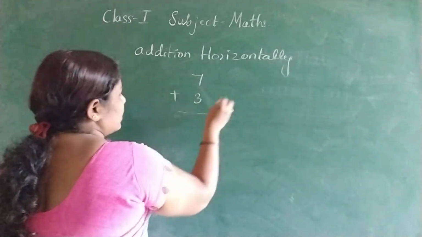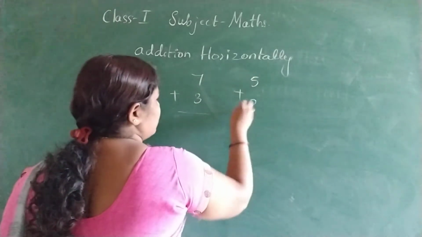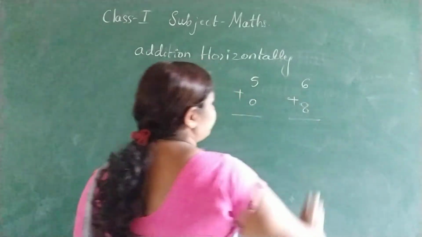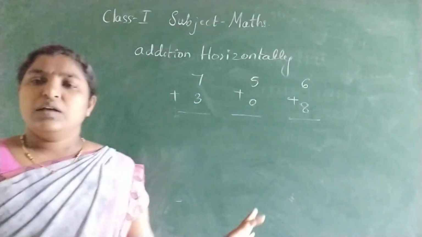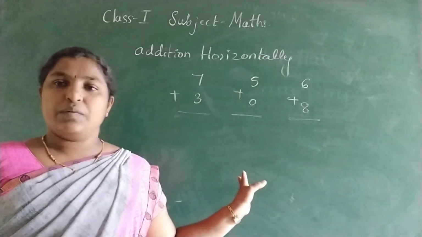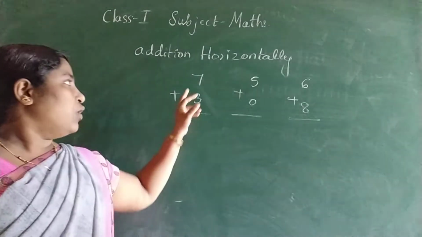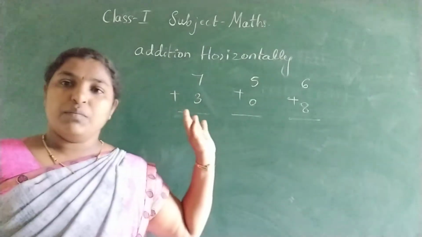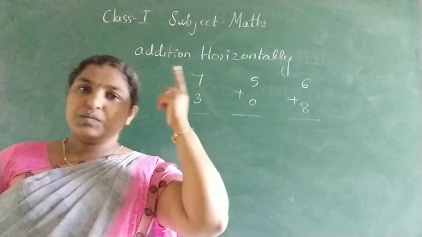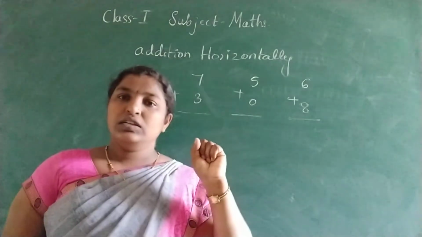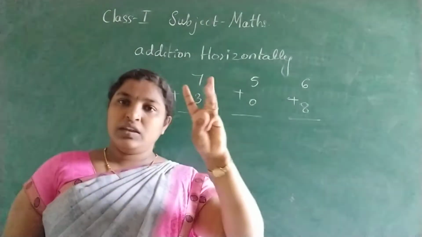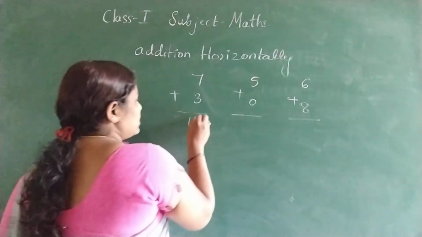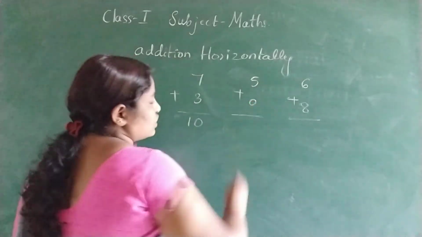Now addition vertically. 7 plus 3, 5 plus 0, 6 plus 8. Same method but writing the answers in a different place. Now 7 plus 3, first find the big number. 7 is the big number, so 3 is the small number. Keep 7 in your mind and 3 in your hand. 7, 8, 9, 10. So the answer is 10.